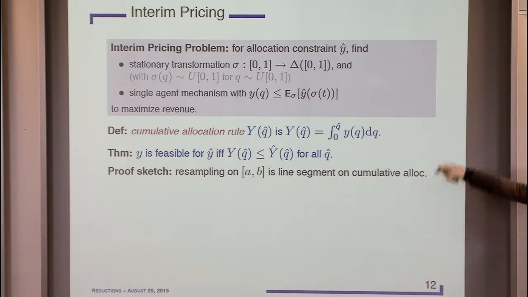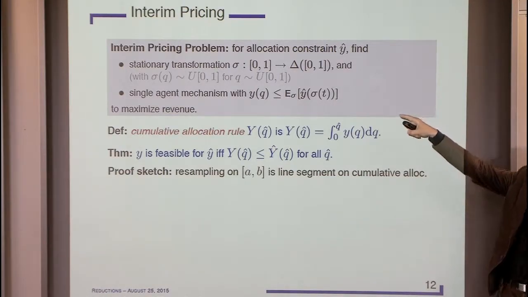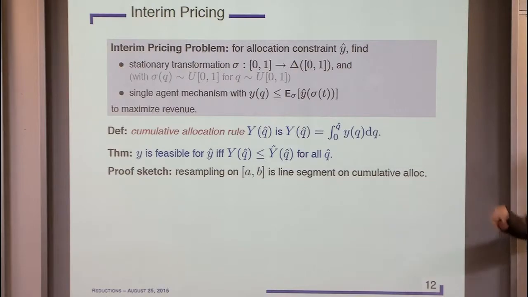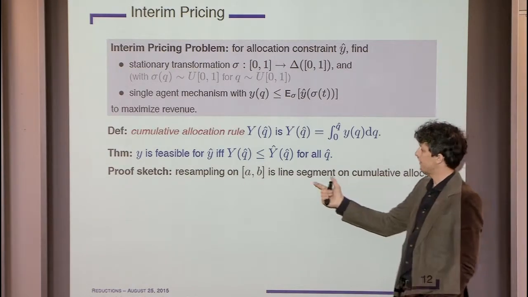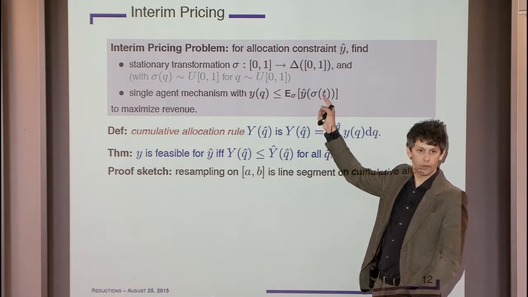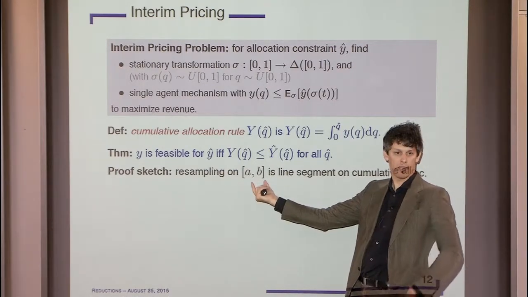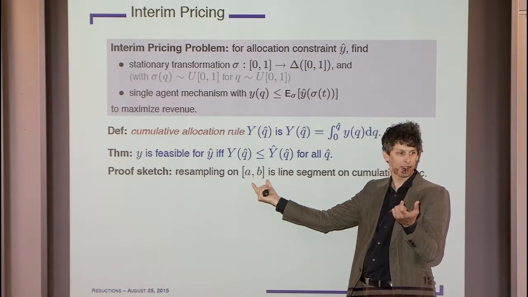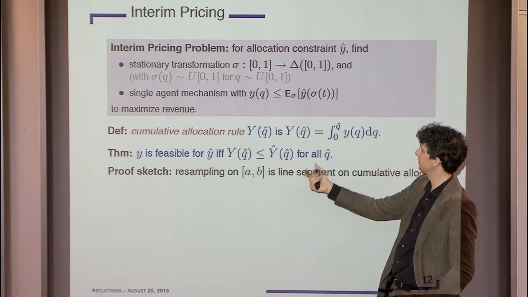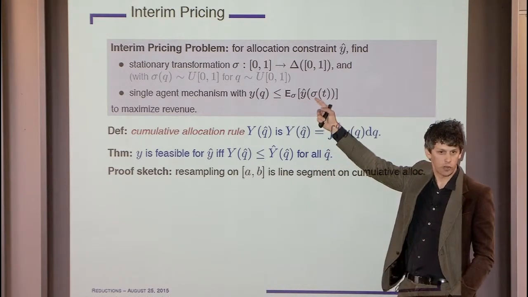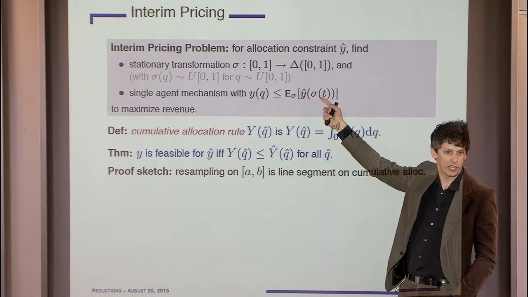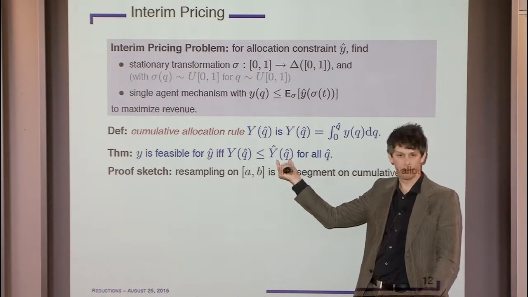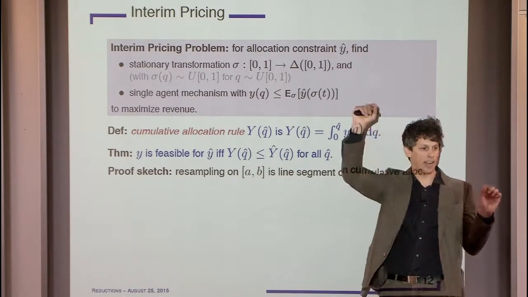Okay. I want to actually prove this theorem by showing you how to construct the sigma that you want for this theorem. Okay? And the main idea is that if I take an allocation rule y and I use some sigma that resamples on some interval AB by ignoring the actual quantile that was in AB and drawing uniformly from AB instead, okay, that'll replace the allocation constraint y hat, little y hat, with its expectation, and that replaces the cumulative allocation rule with a line segment connecting the 2 points.